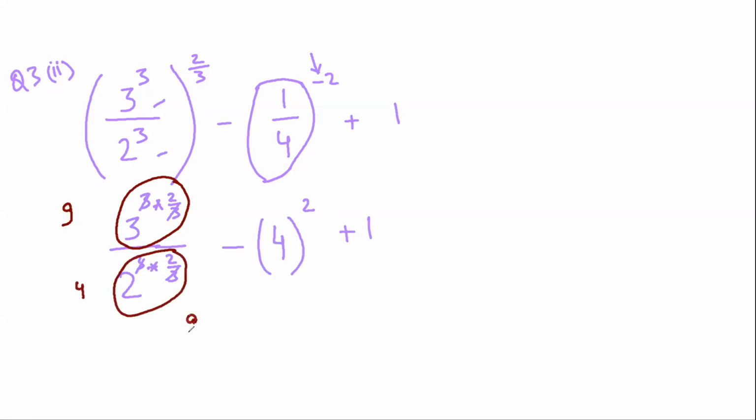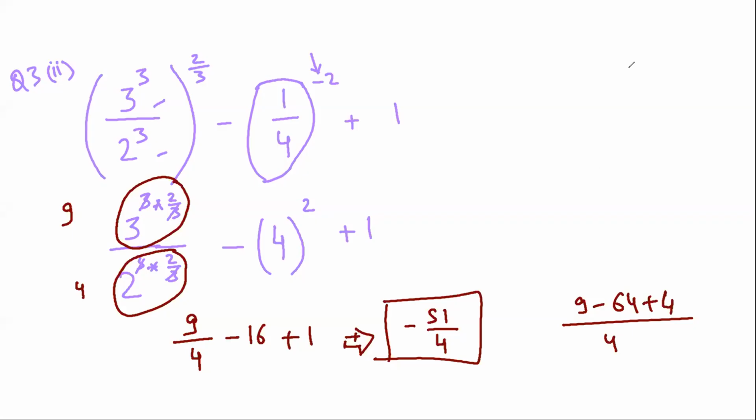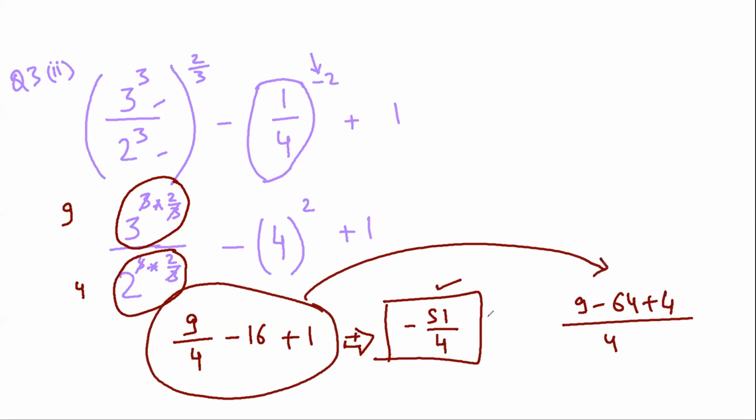So this is 9 upon 4 minus 16 plus 1. Whatever is your answer is your final answer. Okay, so the answer is minus 51 by 4. I've taken a LCM of this number. This is the final answer. Hope you also got this number.